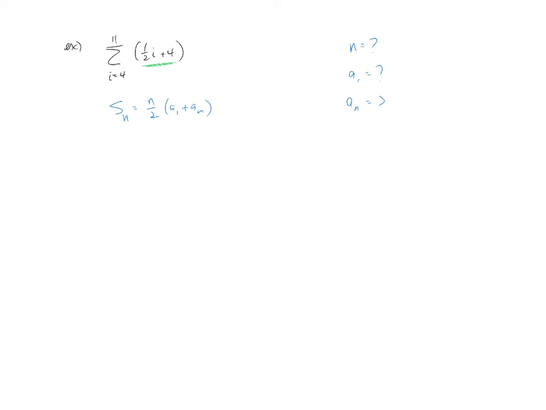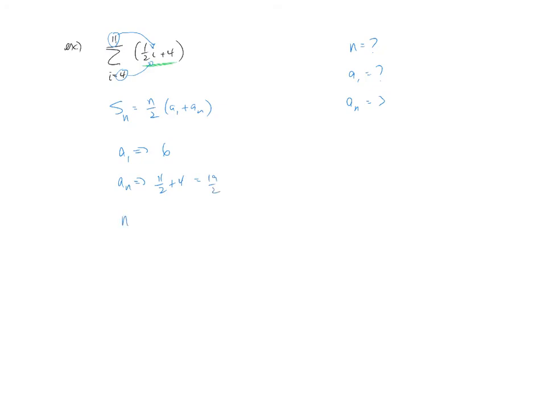A sub 1 is the first term. So for the first term, this is where we're going to take the 4 and plug it into the i. So if I take the 4 and plug it in, my a sub 1 is actually going to be 6. The last term, a sub n, is when we take the 11 and plug it into the i, which is going to give us 11 over 2 plus 4, which is 19 halves.